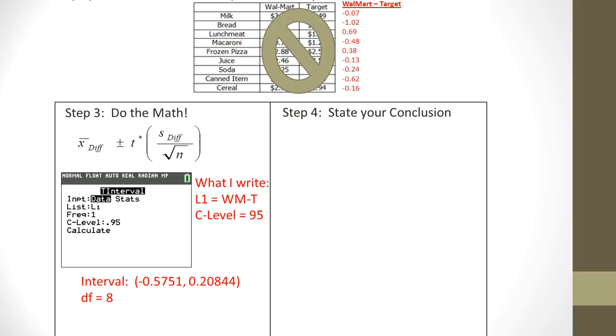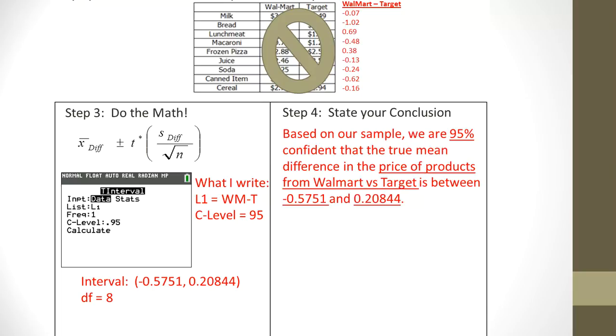Step number 4, our conclusion. We're going to again follow our fill in the blank statement. Based on our sample, we are 95% confident that the true mean difference in the price of products from Walmart versus Target is between negative 0.5751 and positive 0.20844. In other words, Walmart could be anywhere from 58 cents cheaper to 21 cents more expensive on average.